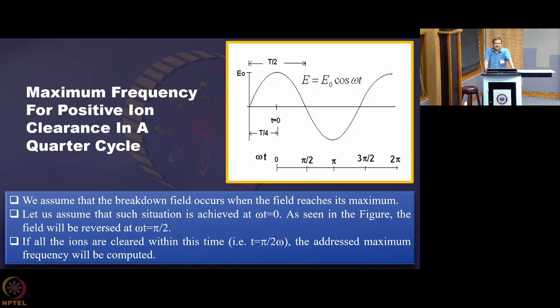How long will it move? It will move up to omega t equal to pi by 2, because after that what is happening? The field is reversing its direction. If it is not collected at this point, then what will happen? The charge will start moving in the other direction. So, for clearance of the ions, it has time t equal to 0 to omega t equal to pi by 2. Okay. So, if it is not collected within this time, then they will start moving in the other direction.